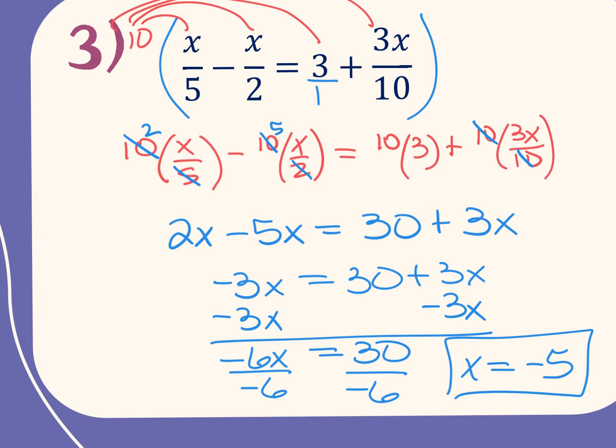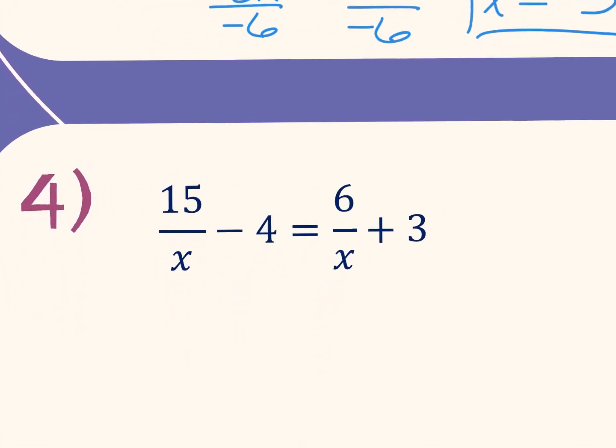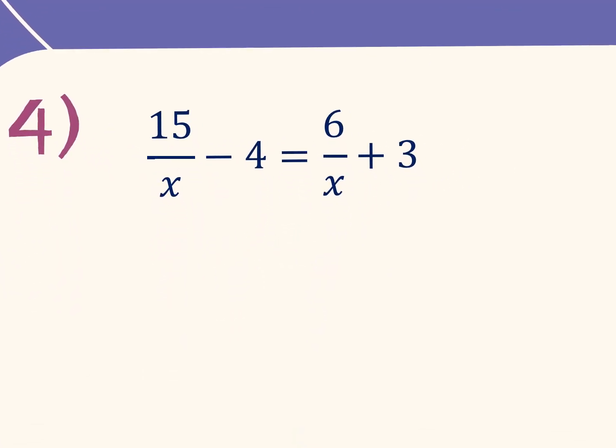Again, you can plug it in if you'd like to make sure it works. But again, the check is not mandatory here. Number 4, the check will be mandatory because I do have a variable in the denominator. Now, when it's just an x in the bottom, the only thing that would make this undefined is when x is a 0. So if I get x equals 0 as an answer, then my answer would be no solution.